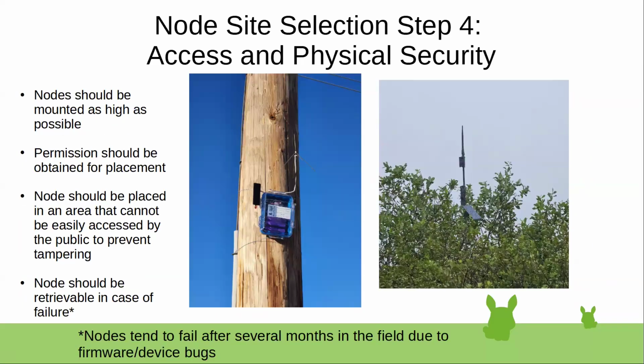Again, access and physical security of the devices. You want to make sure that your nodes are mounted as high as possible, so you get the height and line of sight coverage, but also physical security so people can't grab them if they're in a more public location that you have permission to use. Permission should be obtained to place these. You probably shouldn't throw this up in places you're not supposed to. The node should be placed in an area that can't easily be accessed so that you don't have tampering, but you also want to be able to get to it in case they fail.